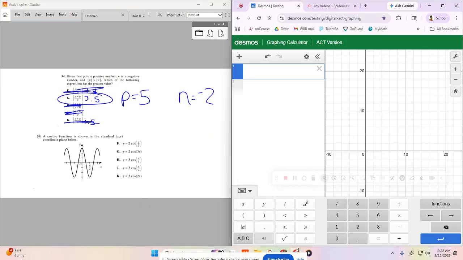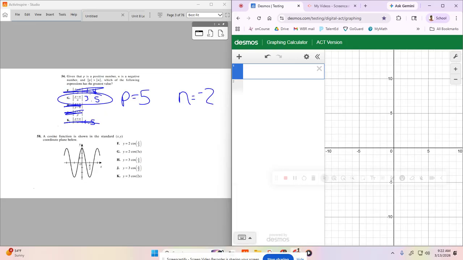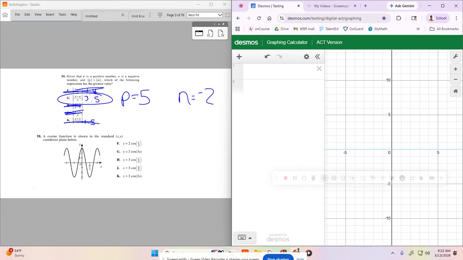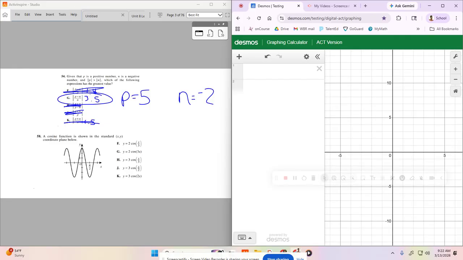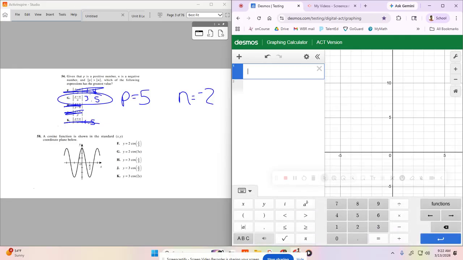All right, next one. If you type this in and you don't see this cosine curve, it may be because you forgot to put it in complex mode. So complex mode right here is what allows us to be able to graph in radians. So I'm trying to match my equation to this graph. Y equals 2. Sorry, I have to come back to my desk again to type cosine. 2 cosine and in parentheses x over 3.